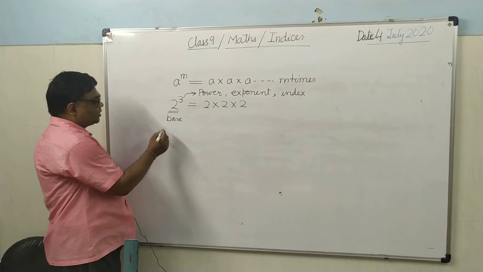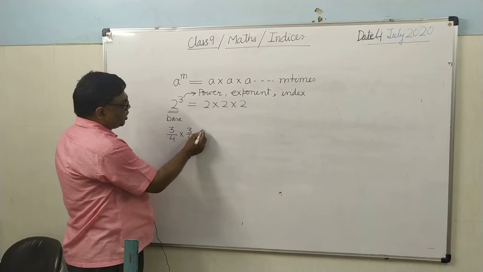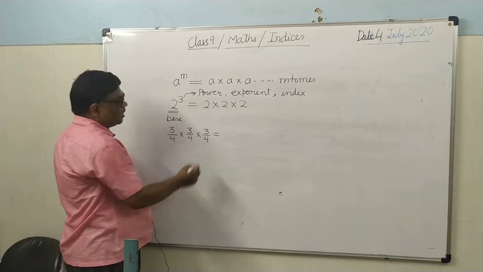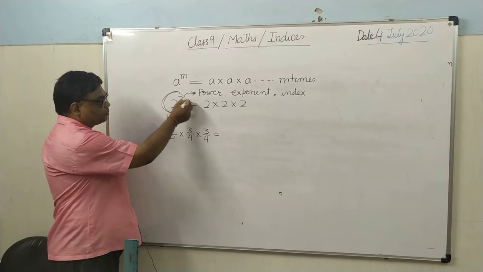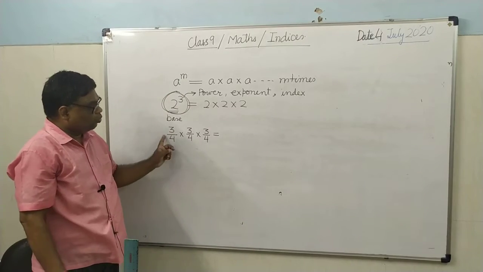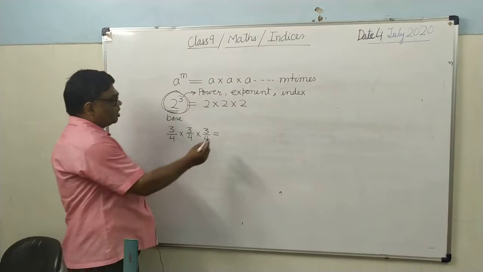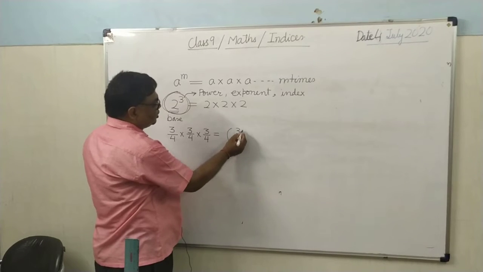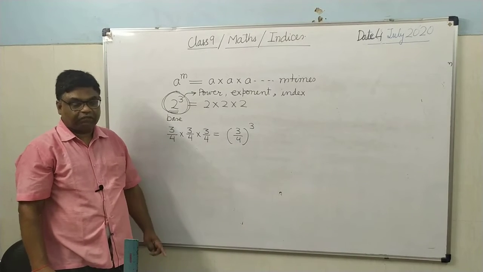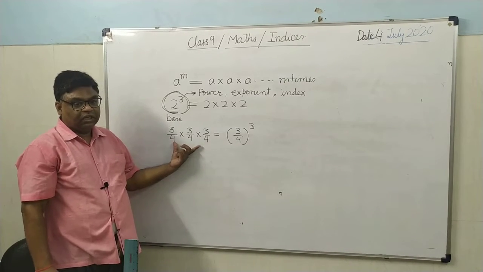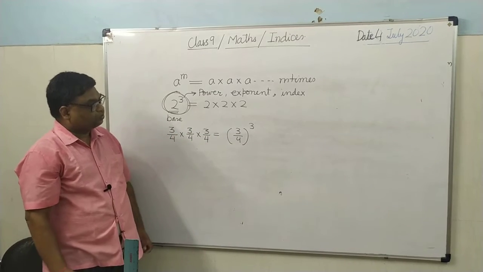Suppose there is a fraction 3 upon 4 into 3 upon 4 into 3 upon 4. How will you write it in the exponential form? This form is known as power form. So what will be written in the power form? 3 upon 4 whole to the power 3. This will be the exponential form, while the other is known as expanded form.